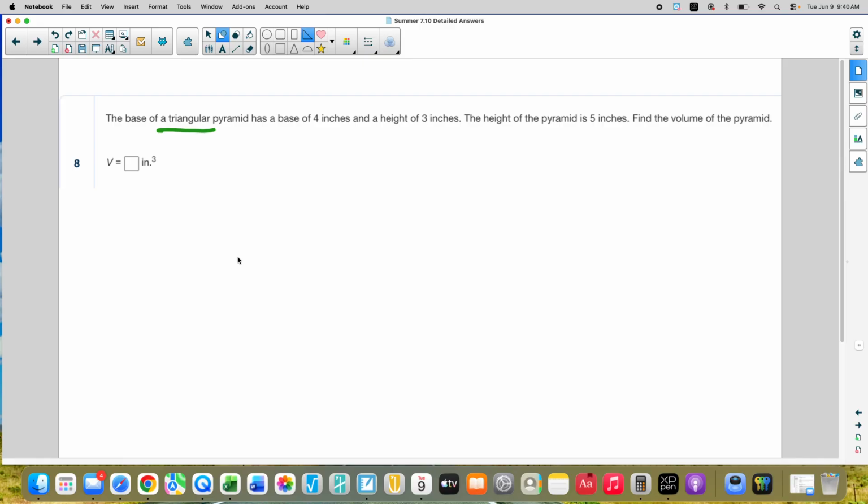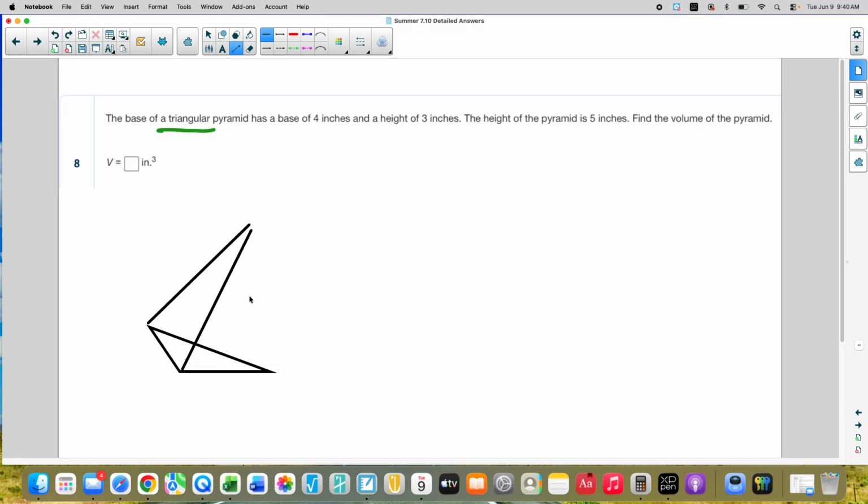Let's take this one. So here is my base of my triangle. And it's going to look like that. Pyramid, 4 inches. My base is 4 inches. So this is going to be 4 inches. We would assume that this is perpendicular. And the height is 3 inches. And then the height of the pyramid, again, from the interior up to the top, is going to be 5 inches.